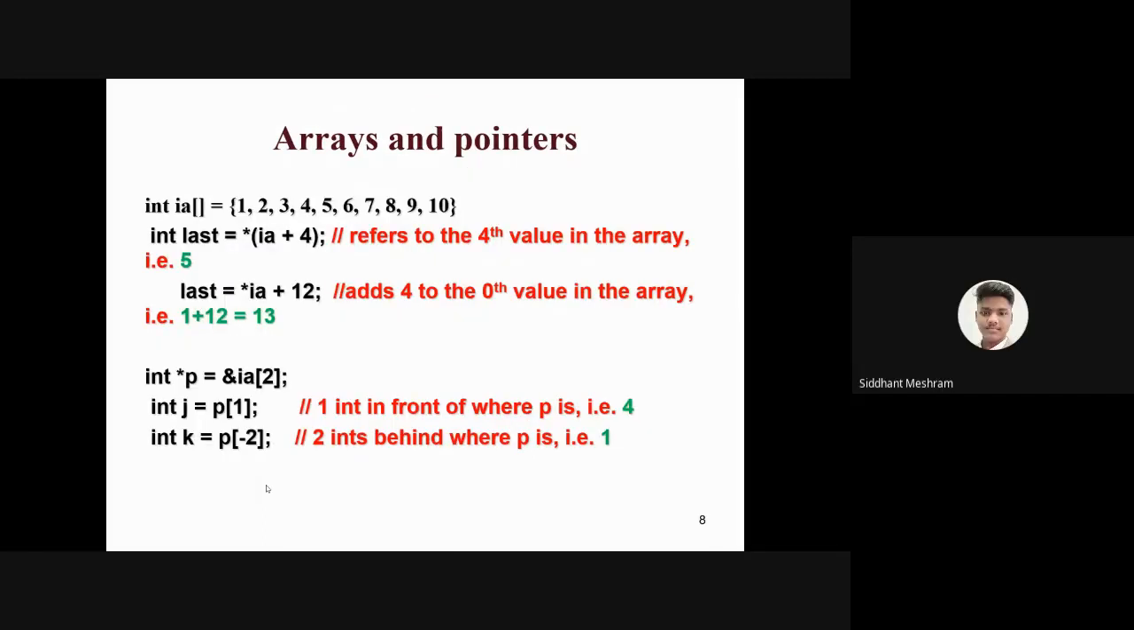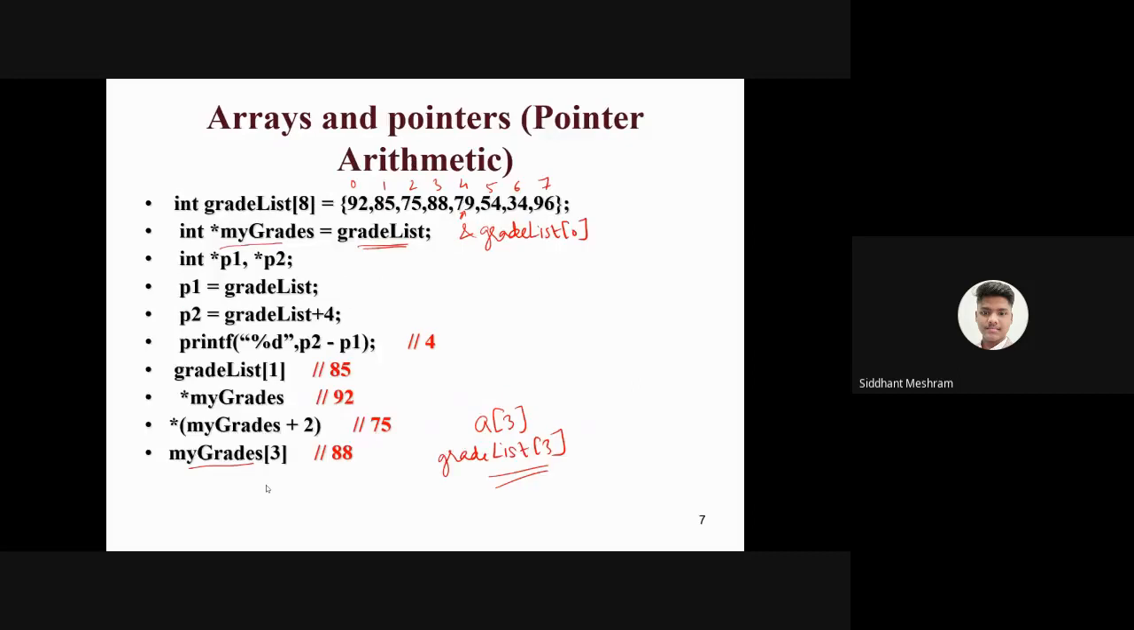In the previous slide, what number was P2 pointing to? P2 is grade list plus 4, so that would be 79. Yes. So ma'am, the difference won't be 4. The difference, P2 minus P1. What is grade list? Array.